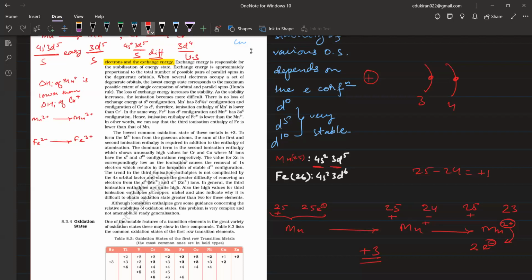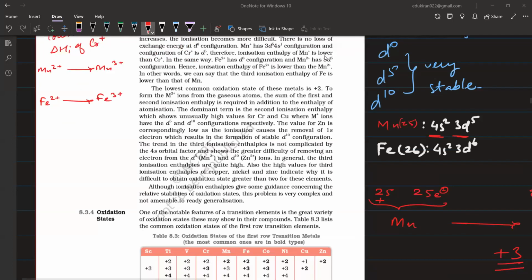If you don't know the atomic number or the electronic configuration, tell me then. Okay. Look here, Mn2 plus, so you will remove the 2 electrons from 4s and this will be what? 3d5. Is it stable or not stable? It's stable. How is it stable? Can you see it on the screen? Look here, d0, d5 and d10. d5 is stable, right? Stable.